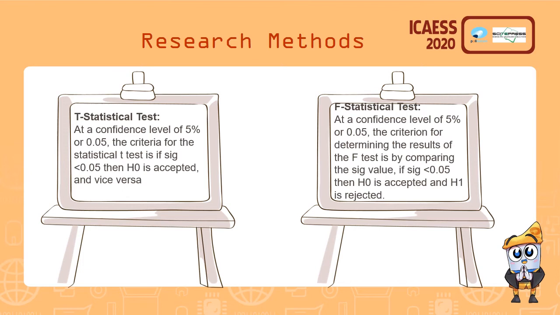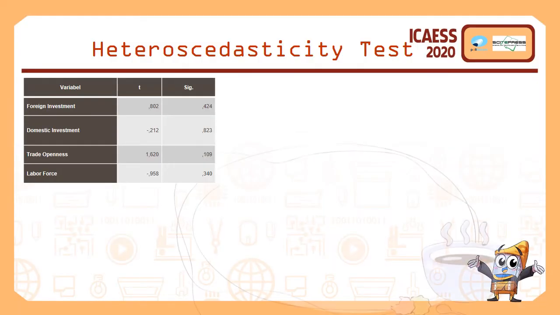F statistical test. At a confidence level of 5% or 0.05, the criterion for determining the result of the F test is by comparing the significant value. If significant is smaller than 0.05, then null hypothesis is accepted and hypothesis 1 is rejected.